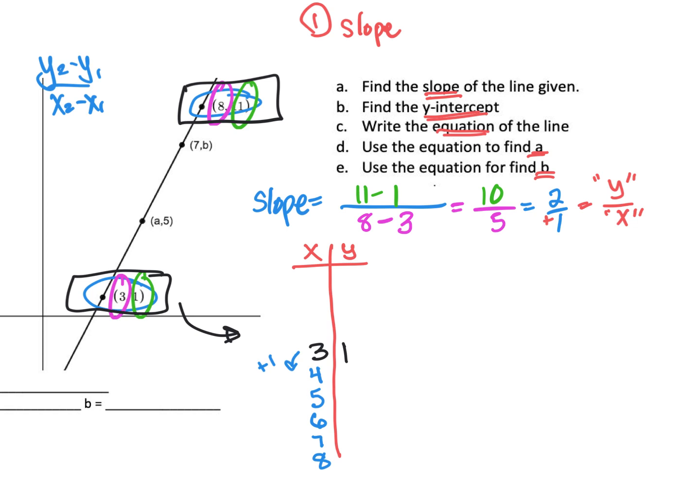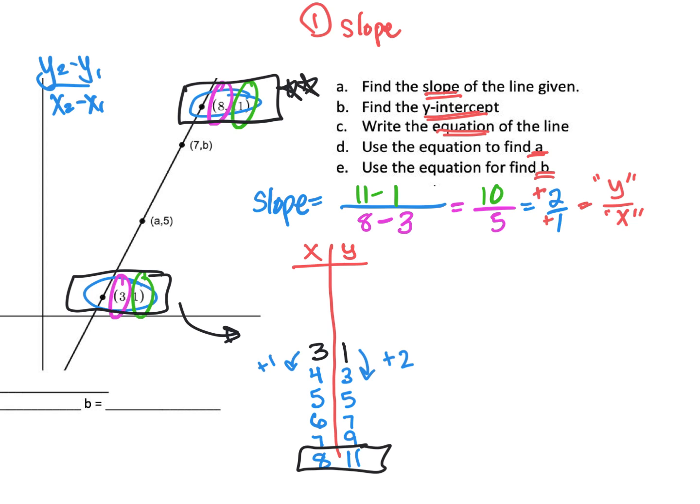Now we want to figure out how the y's change. The y's change is the top number of our slope, so it's going to be positive 2. And that means while we're filling in the rest of this table, we're going to add 2. So 1 plus 2 is 3, 3 plus 2 is 5, 5 plus 2 is 7, 7 plus 2 is 9, and 9 plus 2 is 11. Notice how this point is the same as this one way up here.